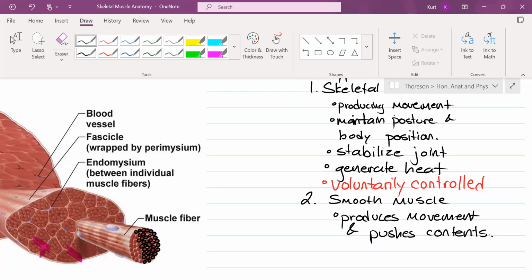Push that baby out. The uterus is a muscle. But ladies, can you control it? No. So this is involuntarily controlled.